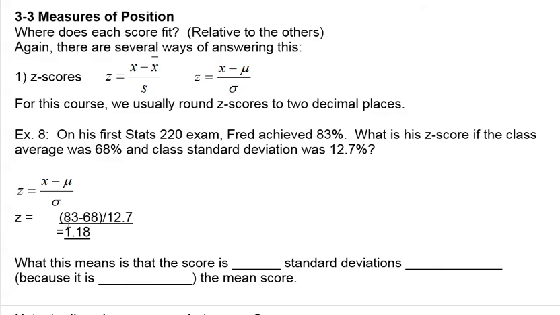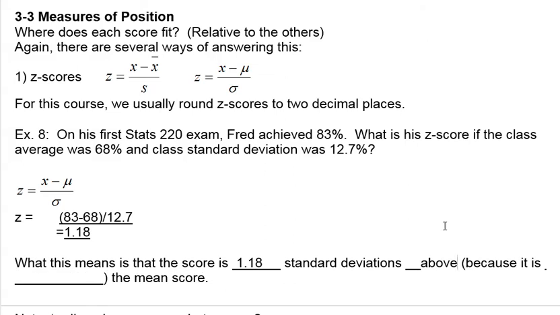So what does this tell us? Well, if we look at that value, that tells us that the score that Fred achieved is 1.18 standard deviations above the mean.